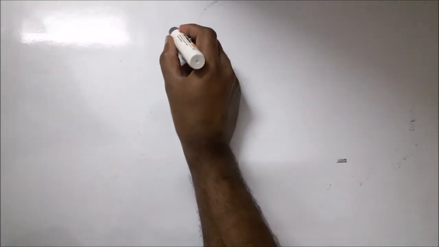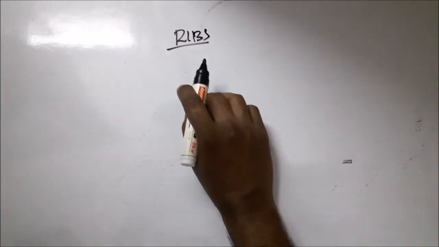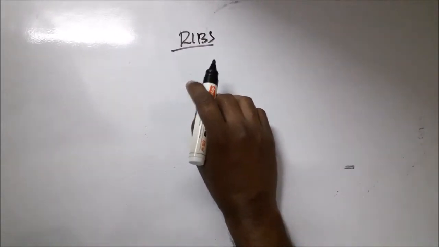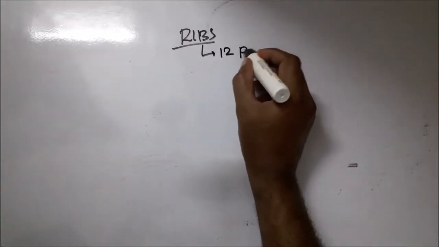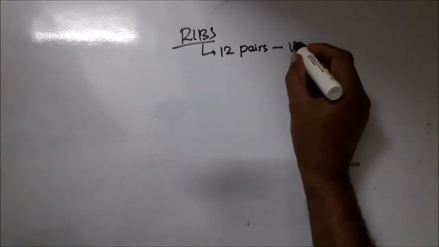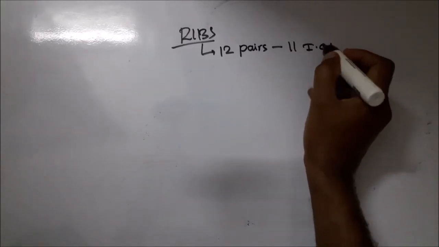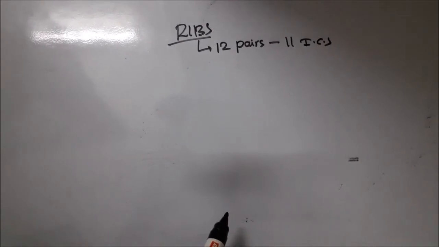So let's see about ribs. These are the bones which are forming the thoracic cage. In total there are about 12 pairs of ribs. In between them there are 11 intercostal spaces, and in the intercostal spaces there are intercostal muscles also.